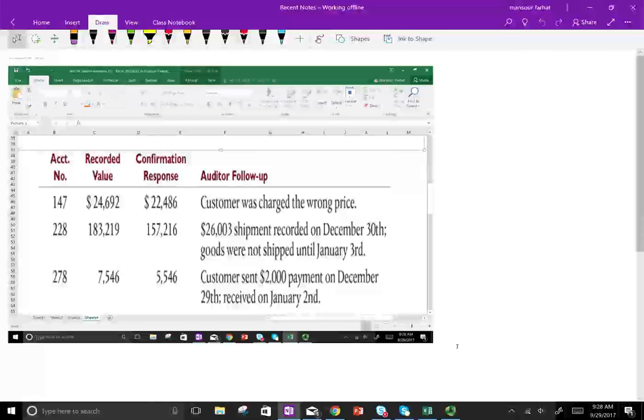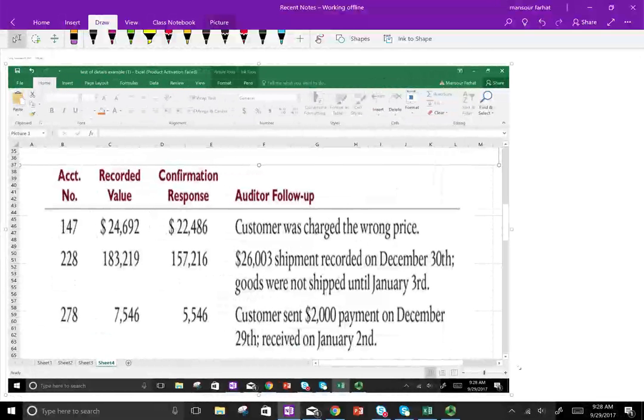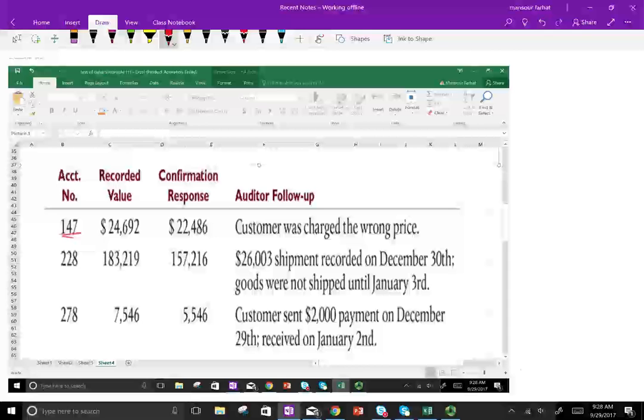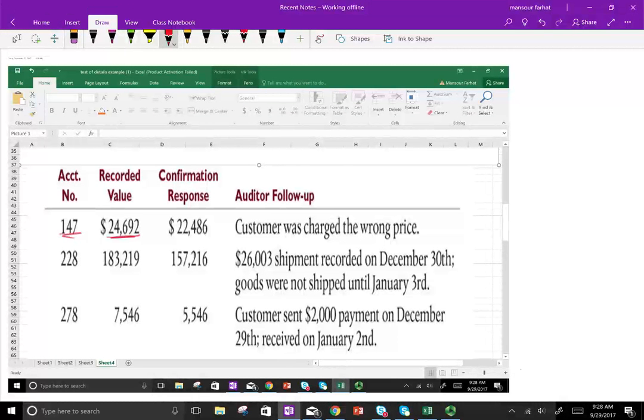So we're looking at account number 147, the first account. The recorded value, what we recorded on the books, is 24,692. The confirmation came back saying the account should be 22,486. We looked into this discrepancy, and we found out that the customer was charged the wrong price.